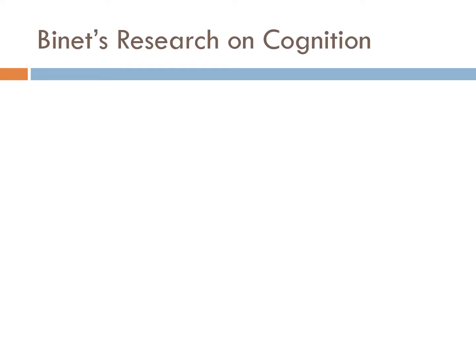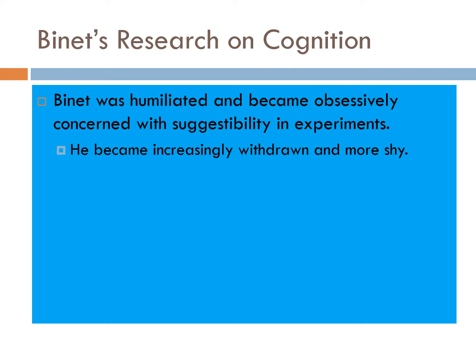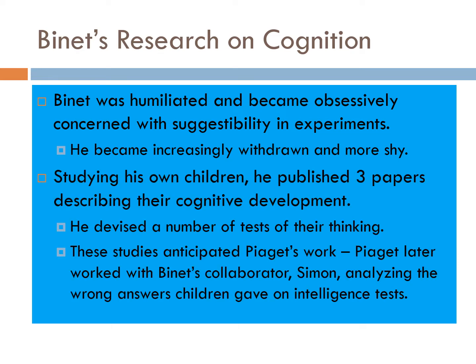So if we look at Binet's research on cognition and this notion of bias, he was really humiliated by those hypnotism studies and became obsessively concerned with suggestibility in experiments, right? He became increasingly withdrawn and more shy. He was studying his own children. He published 3 papers describing their cognitive development.